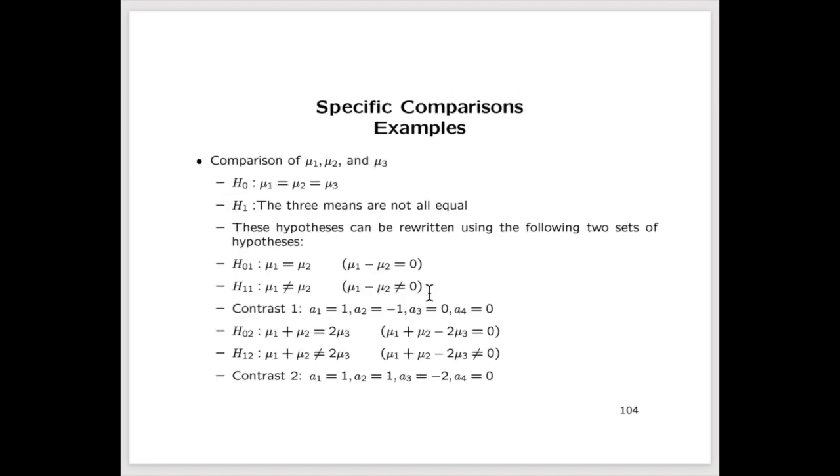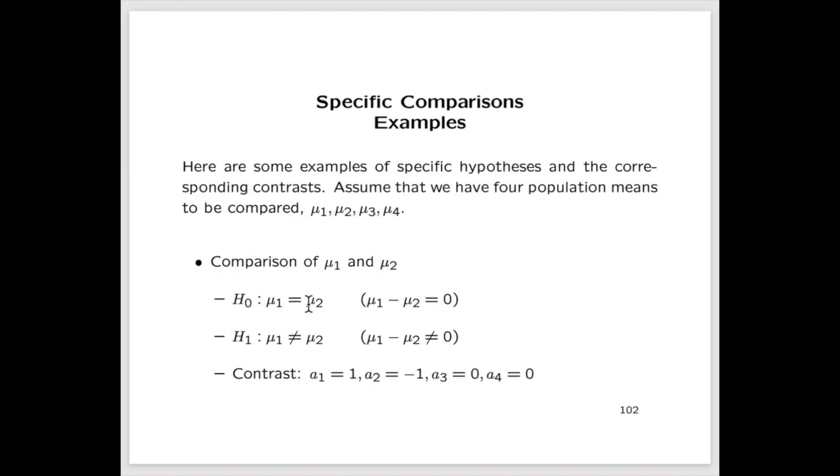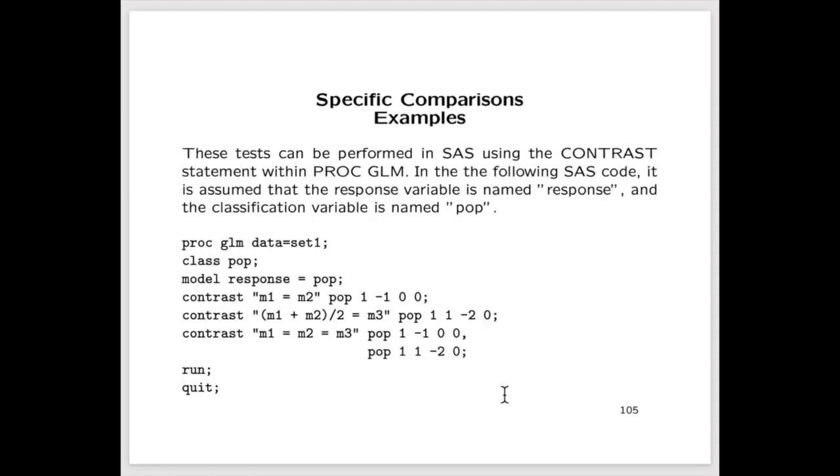And so if we scroll back a few slides, this is the comparison that we are implementing in that first contrast statement, and we see here that the coefficients are A1 equal to 1, A2 equal to -1, and then both A3 and A4 are equal to 0. And so we know that this contrast statement is testing the custom hypothesis that mu1 is equal to mu2, and it's doing it in the context of this general linear model analysis of variance.